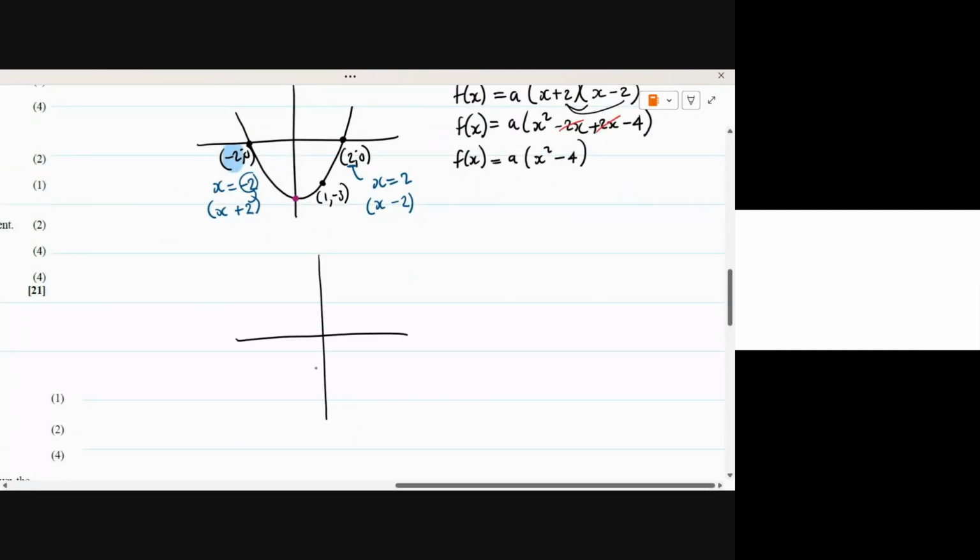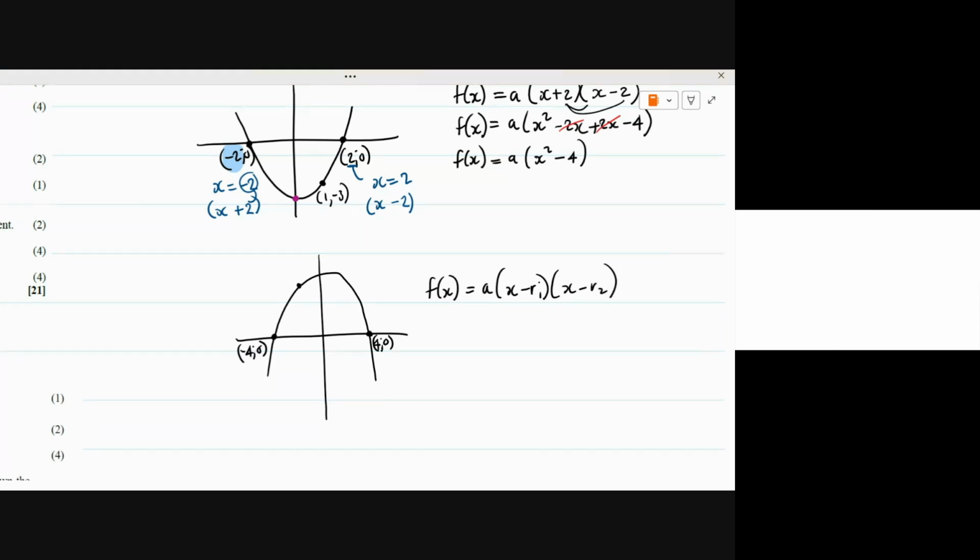Okay, so if I've got my function over here like this, and they give me these two values over here, and they must give me another point. So let's say, for instance, this point over here is 4, 0, and this point over here is negative 4, 0. I know that I can go f of x is equal to a, open brackets, x minus r1, and x minus r2. And then I'm just going to go f of x is equal to a.